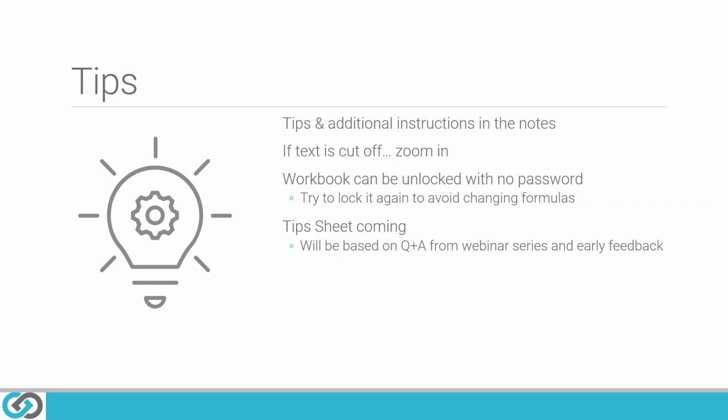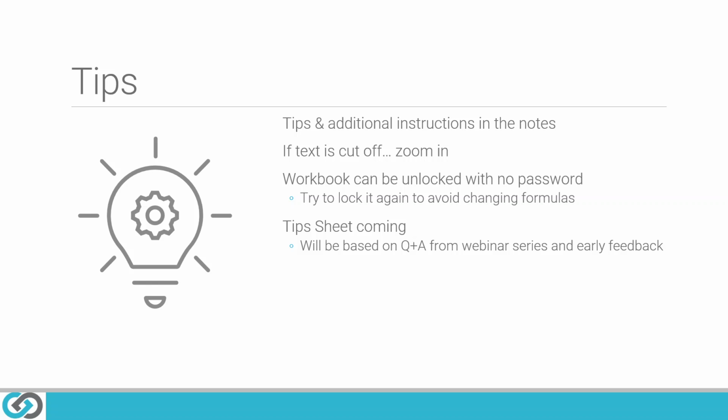So there are also some tips and additional instructions in the notes. So if you see a cell with a little red box over the top right corner, you can hover your mouse over that cell and a note will appear with some additional instructions or maybe references. We'll show you that when we actually open the workbook itself. One of the first pieces of feedback that was received was that the text was getting cut off in some of the columns. So if you're finding that, the easiest thing to do is just zoom in and that will fix it.